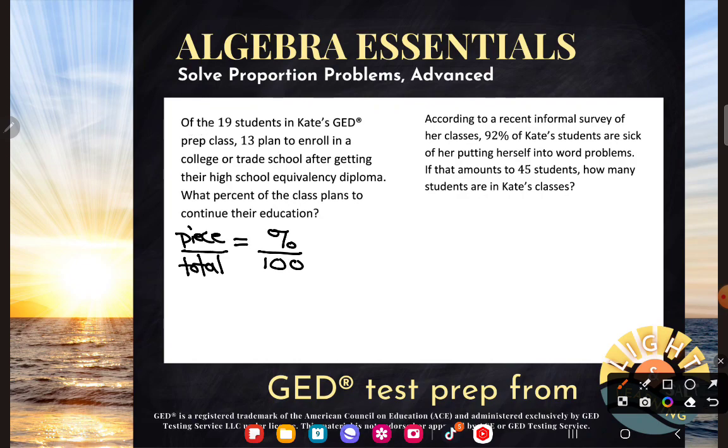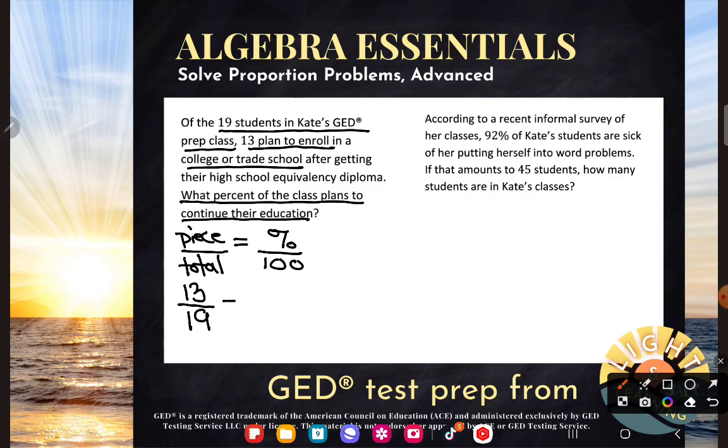So let's see. First thing we see is of the 19 students in Kate's GED prep class, 13 are going to enroll in a trade school. So out of 19, 13 will enroll. It's the 13 enrolling in trade school that we are supposed to find a percent for. See, it says what percent of the class plans to continue their education. So 13 are continuing their education out of 19 total students.